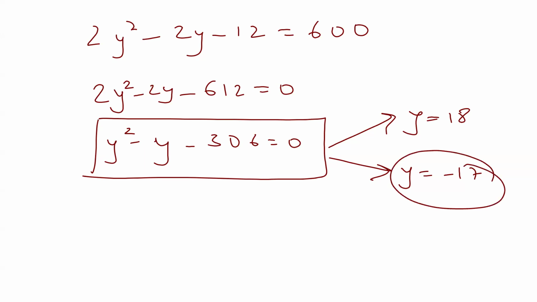So this value we are going to discard. It's a negative value, length cannot be negative. So we got the value of y. Now x is equal to 2y, so 2 into 18, which is equal to 36. So we got the value of x and y.